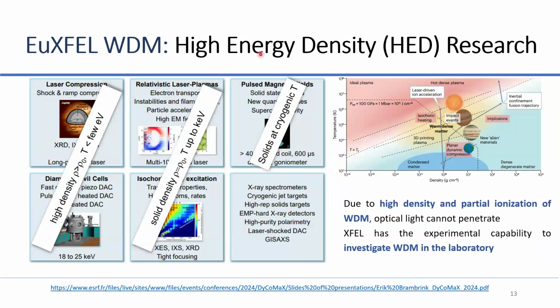So in the high energy density at the laboratory scale, we are able to achieve it by laser compression, and we have the diamond anvil cells for that. And we can heat the samples isochorically so that we can reach solid density and temperature up to kilo electron volts.